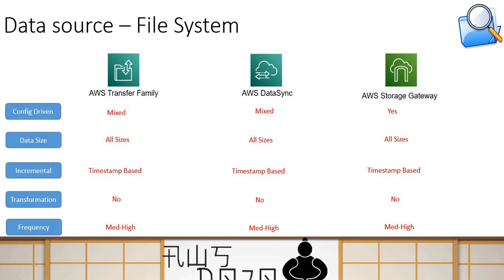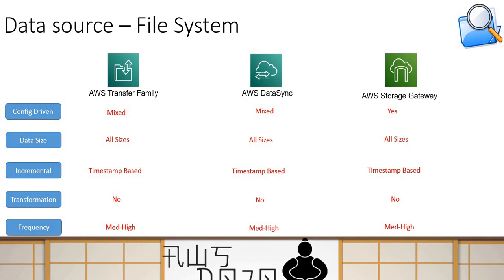But when you're trying to upload data, or when you're trying to run this data sync, or you want to schedule it, you have to sometimes write some kind of script to do that, and that's why it is mixed over here. In Storage Gateway, it's completely configuration driven. You don't need to think much. You don't need to really run a script to schedule something to run.